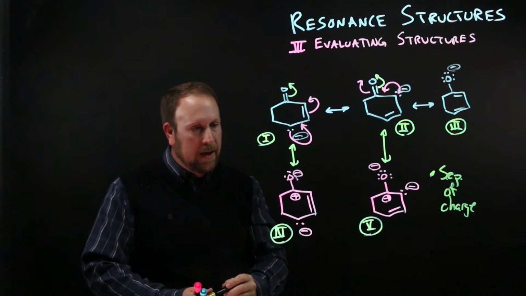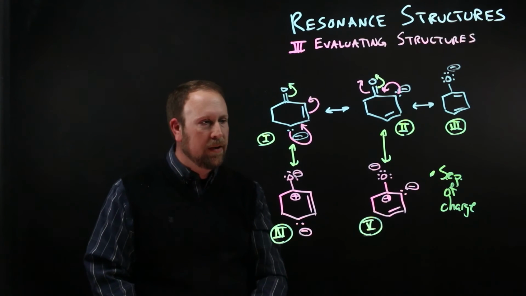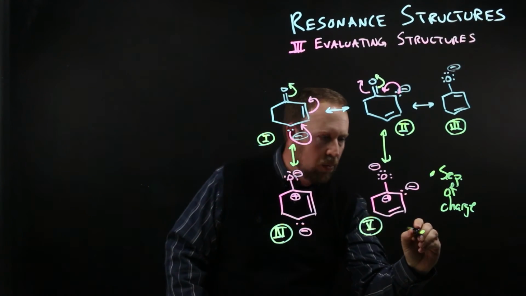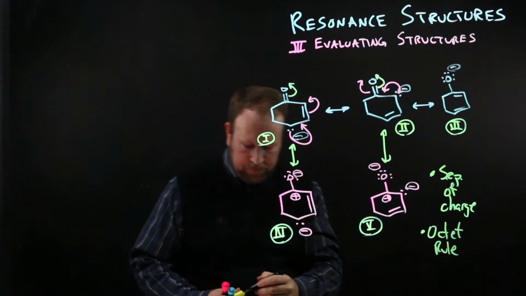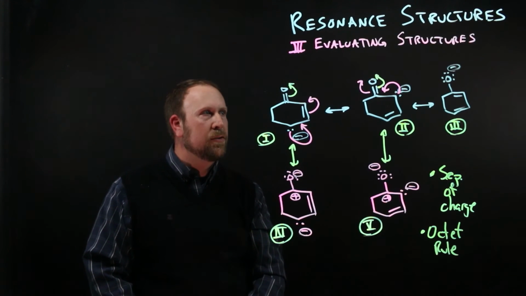The other thing that's really bad here is the carbon that we have in each of these structures only has 6 electrons in it. So we violated the octet rule for both of those. So we want to make sure that we're watching that octet rule as well. So in our overall picture, I would not be considering these 2 as good resonance structures.